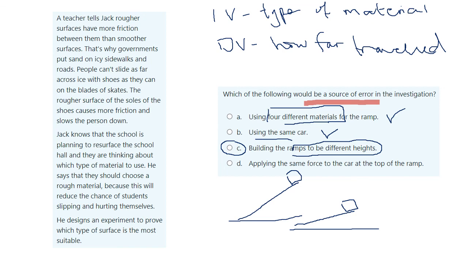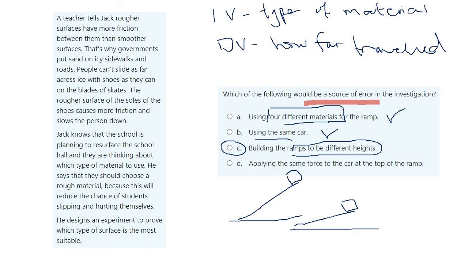You would have to say the difference in the distance traveled could be because of the material, or it could be because of the height. When it could be one thing or could be another thing, you have an error in your investigation. An investigation should only have one thing that can be responsible for the change. That's why we only change the independent variable and keep everything else the same.